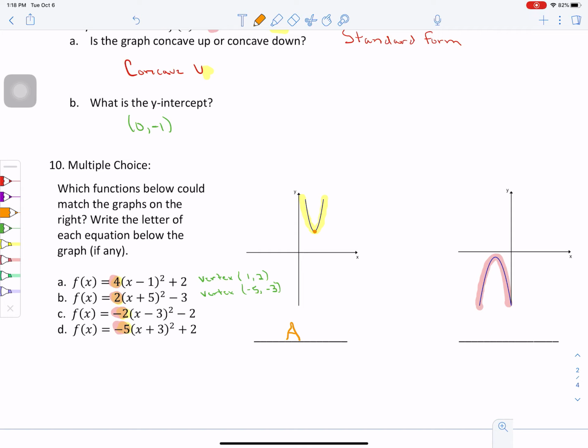Well, letter C, the vertex would be a +3 and a -2. And the vertex for the fourth one, letter D, would be a -3 and a +2. If I was to graph those points, if I went to +3, -2, I'd be somewhere over here. If I was to graph -3, +2, I'd be somewhere over here. Neither one of those are in the same region as my graph, so this would simply be none.